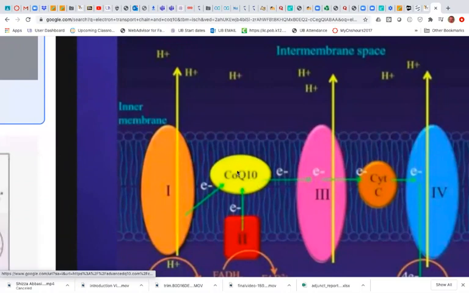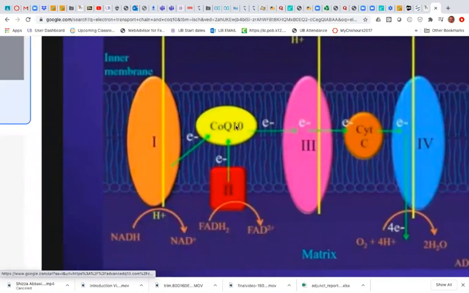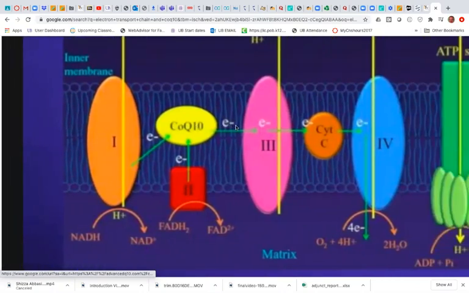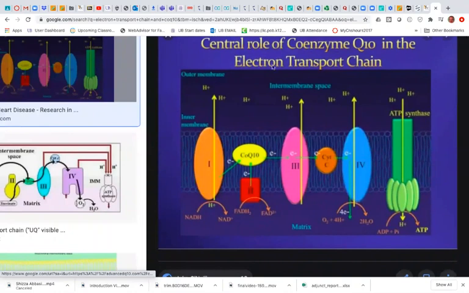It's super, super important. There are other things that are just as important as CoQ10, like iron is extremely important, but CoQ10 is in that beginning stage. So if someone is deficient in CoQ10, there's going to be a very, very difficult time for the electron transport chain to function to produce energy.